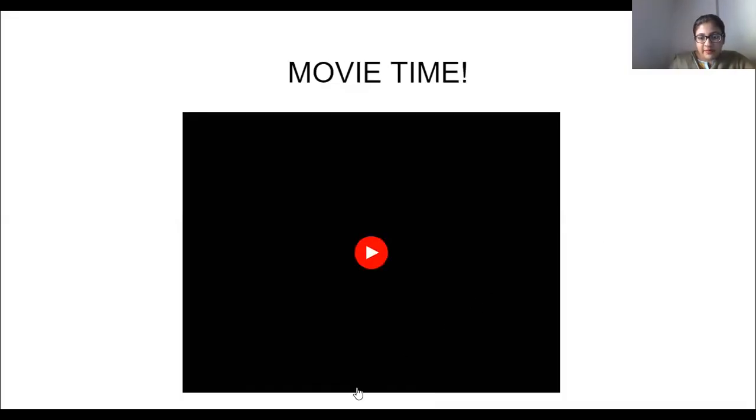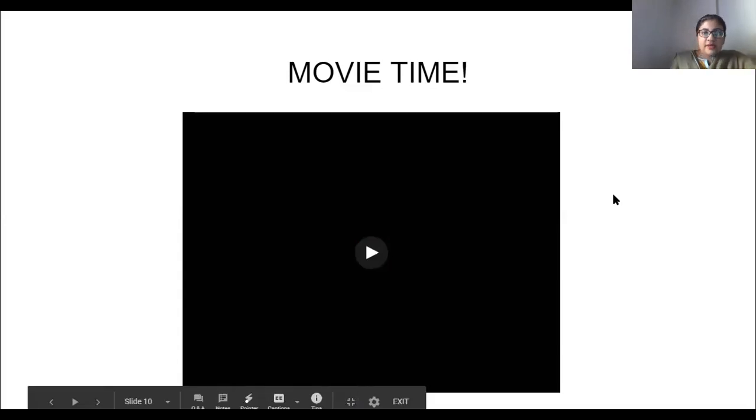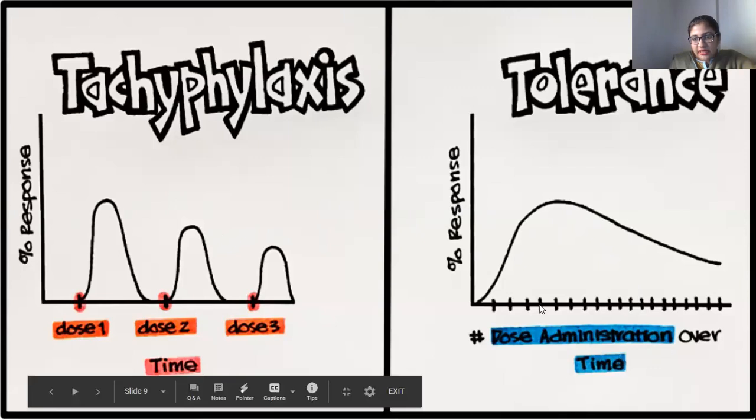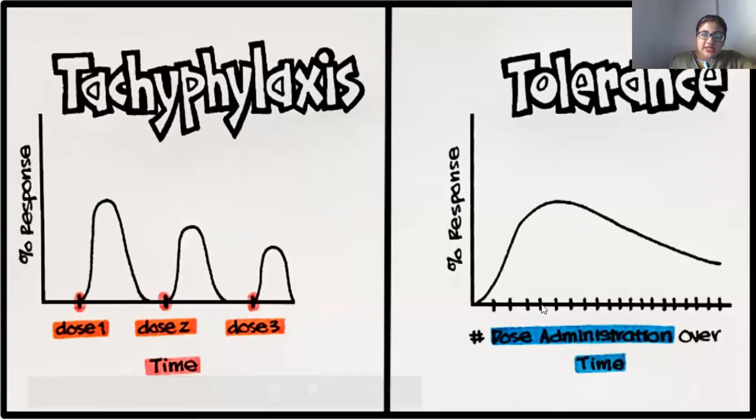Okay. So everybody, you all saw exactly how tolerance produces a bad impact in our body. Yes, in tachyphylaxis, the drug is no more recognized at all. But in tolerance, in order to achieve the same peak level, let's say over here, you see dose administration over time, you have to increase the dose administration in order to achieve the same peak level.